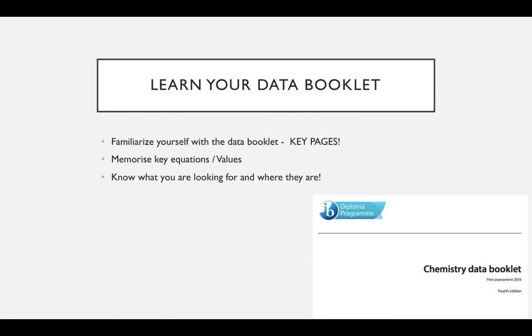Finally, memorize some of the key equations and values. For example, just know the molar gas volume, Avogadro constant, molar volume of gas at room temperature and pressure, or at STP, standard conditions for temperature and pressure. Also, molar mass of some of the most commonly used molecules, like H2O, has a molar mass of 18.02 grams per mole, ammonia 17.03 grams per mole, or carbon dioxide.